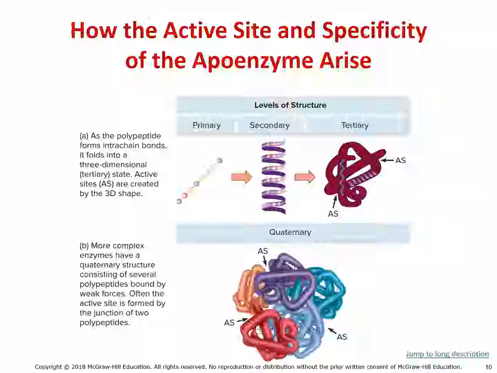But again, typically we need additional features to help further fold, and that's where we get into the tertiary level. But typically, the single polypeptide here is not usually even enough to make a complex enzyme. And so at the quaternary level, we may see additional polypeptides grouped together.